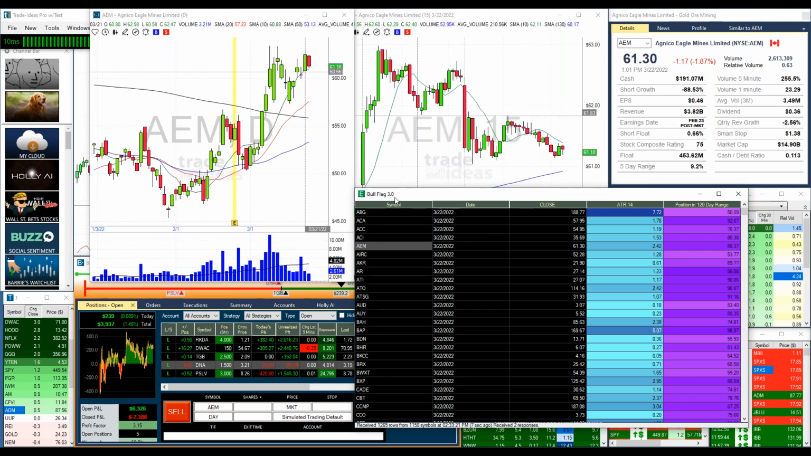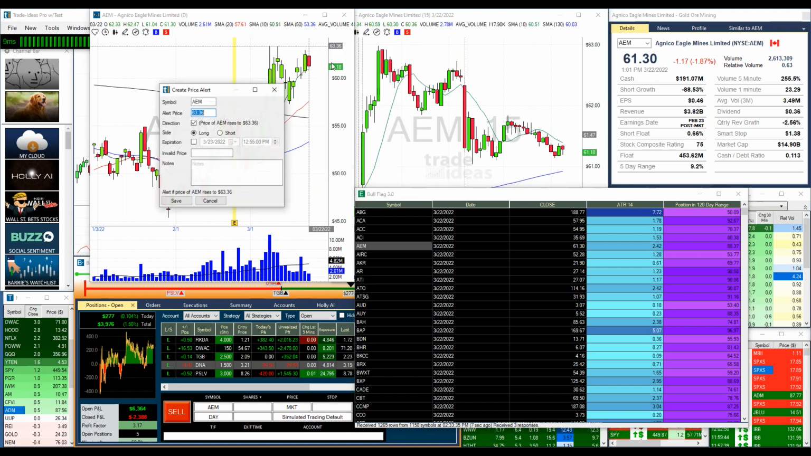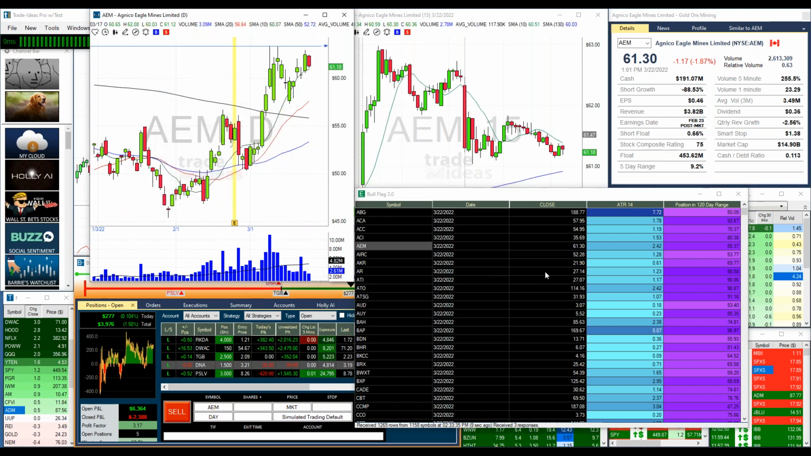Okay, this is not bad. I kind of like this one. It's a nice flag, and the reason I went through the sectors first is it's a mining stock. Okay, it's a commodity stock, and I think that it could be interesting if we do get this thing to come up out of this consolidation. We'll go ahead and just keep it conservative at those prior highs. We'll mark that up.